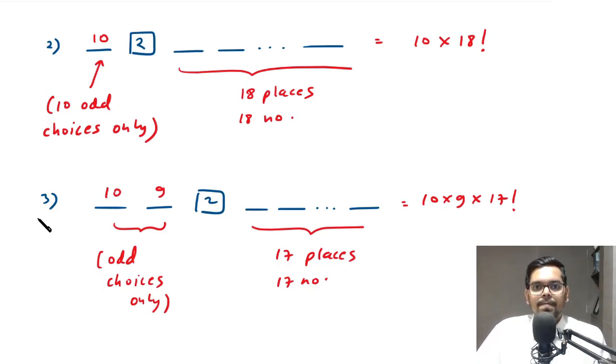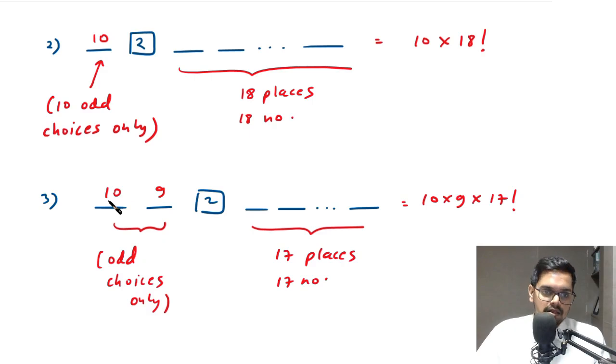Similarly, case 3. Case 3 means 2 is taking the next position, which means the third position. The previous 2 positions should be filled by odd numbers. So the first dash has 10 odd possibilities, 1 is gone here, then the next will have 9 odd possibilities. Then the numbers which are after 2, these are 17 places, and 17 places and 17 numbers will be filled in 17 factorial ways.